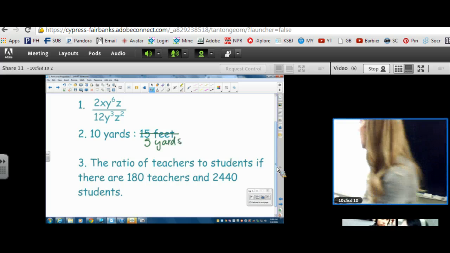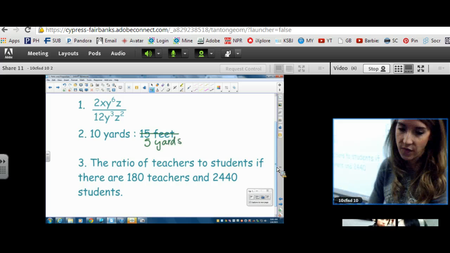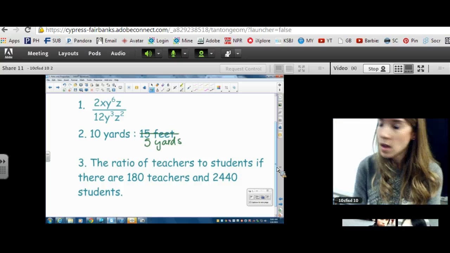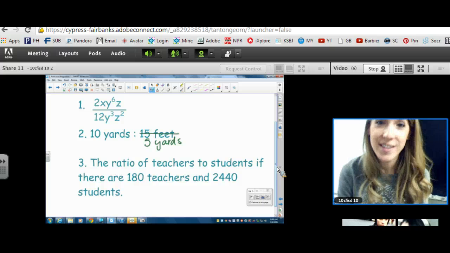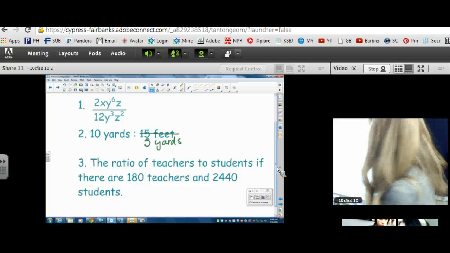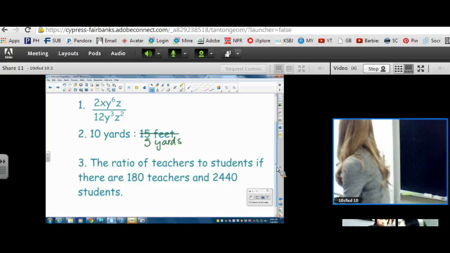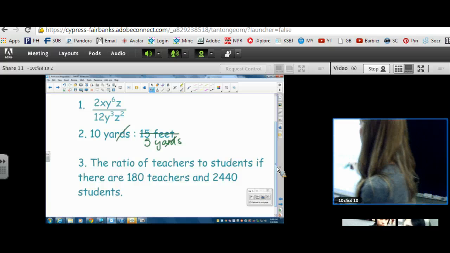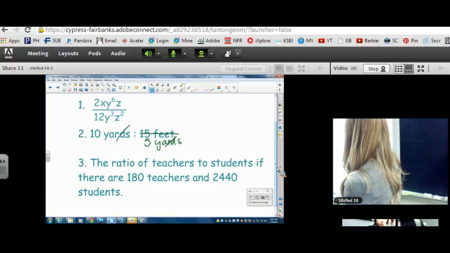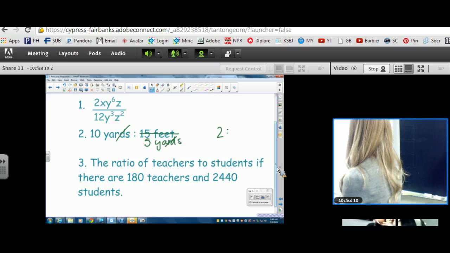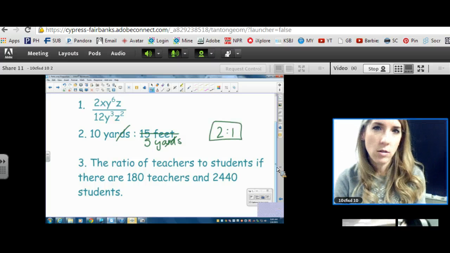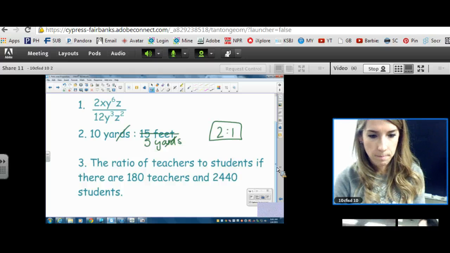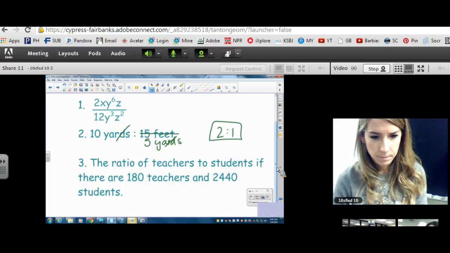And so it is not 15 feet, it is 5 yards. And so now we're going to simplify it, and the yards are going to cancel. Yards divided by yards is just 1. So yards are going to cancel, and 10 to 5 is 2 to 1. Or just 2. But if we're going to write it as a ratio, we would write 2 to 1. Are we okay here?